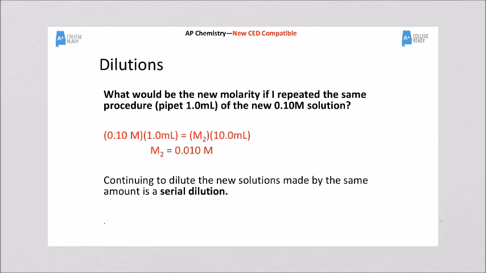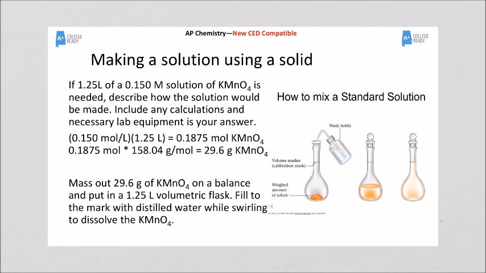Here's another question. If you kept diluting the new solution, if I repeated the same procedure, pipetted 1 milliliter from that solution I just made, again I'd be making 10 milliliters total. Notice it's getting more diluted by a decimal place. So this is a tenth the molarity as the previous one. And by doing this, that's called a serial dilution. If we did the same process again, the next molarity would be 0.0010 molarity.